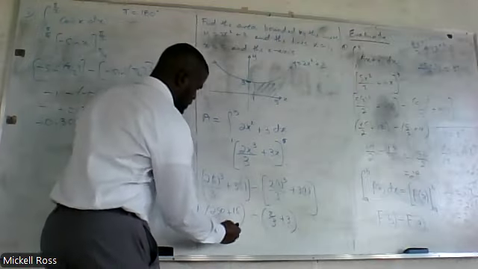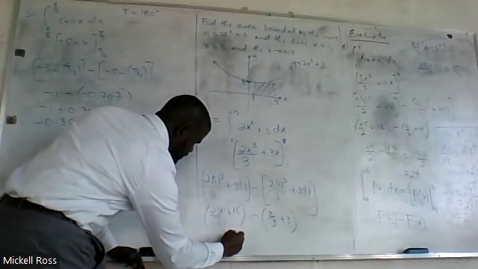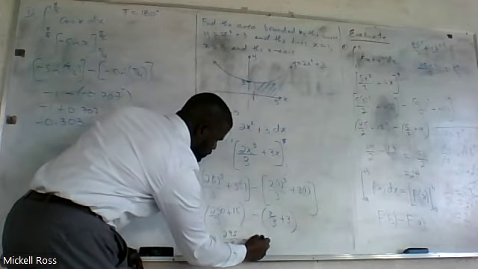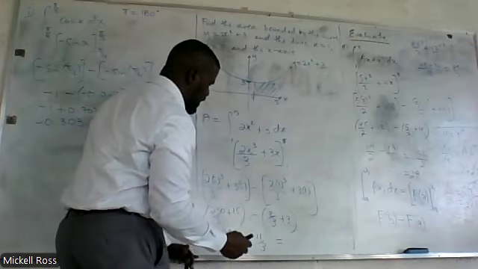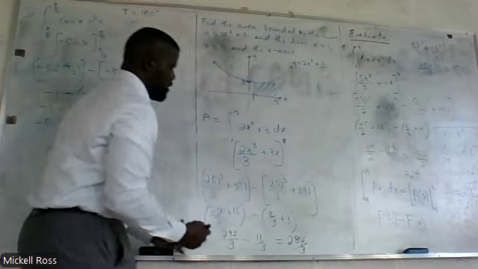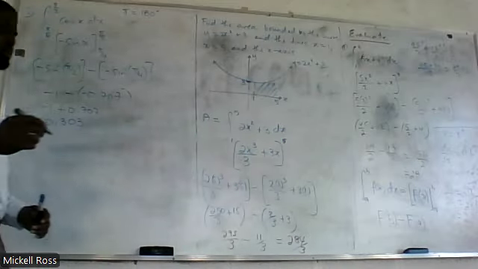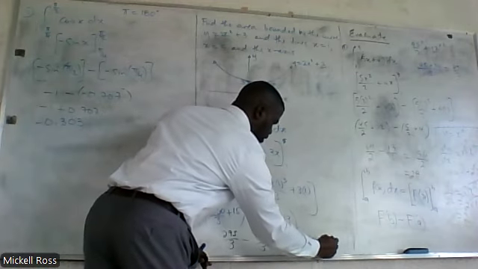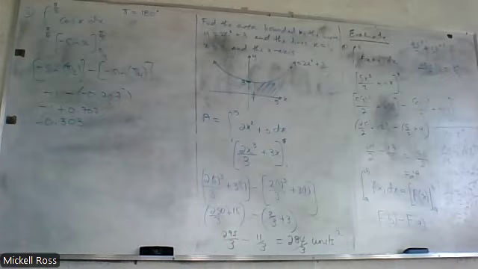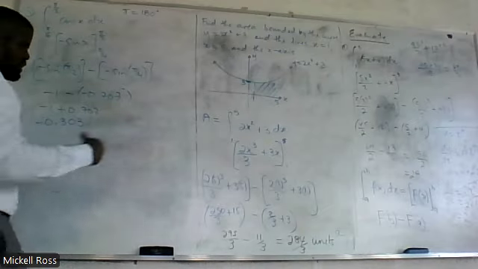So we're going to end up with 295 over 3 minus 11 over 3, which is going to give us a final answer of 284 over 3. So that's going to be our final answer, and you must write units squared at the end because area is measured in squared units. 284 is not divisible by 3, so if you divide by 3, you're going to get a fraction or a decimal, so you can leave it like that.